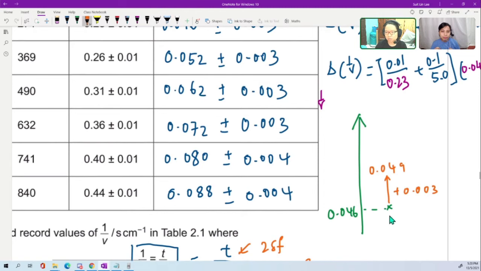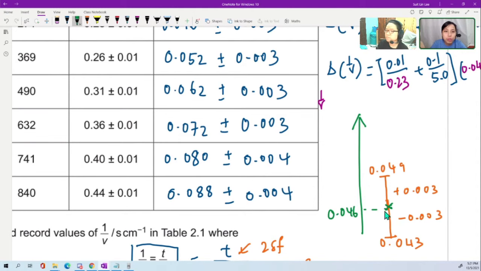Okay. And then down here, minus 0.003. So this value here would be 0.043. But you don't draw your error bar with a double-headed arrow. Very weird. So you will draw something like this, and then it will be a straight line passing through the plot. And it should be symmetrical, because it is plus minus 0.003. Up by that amount, down by the same amount.